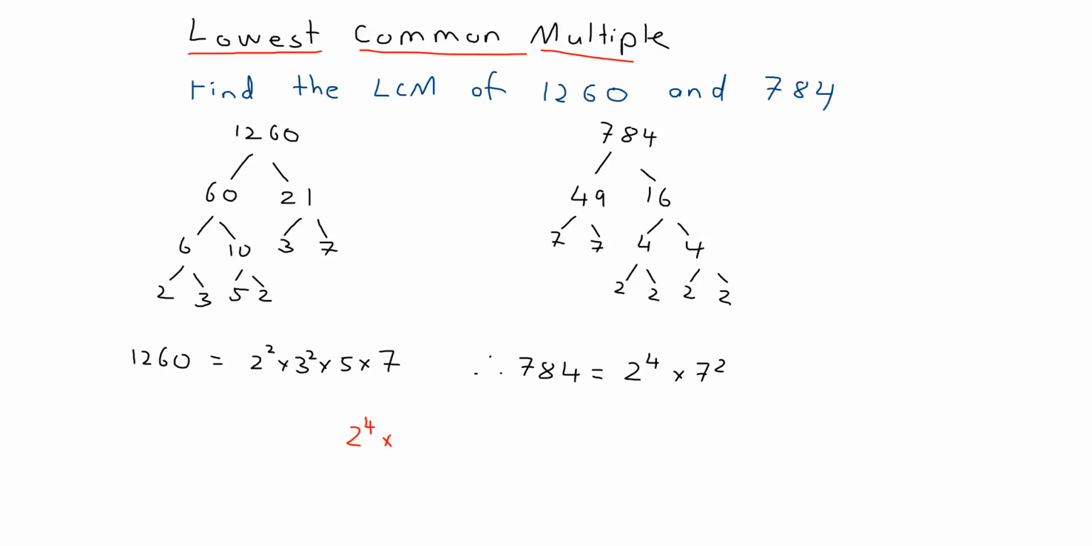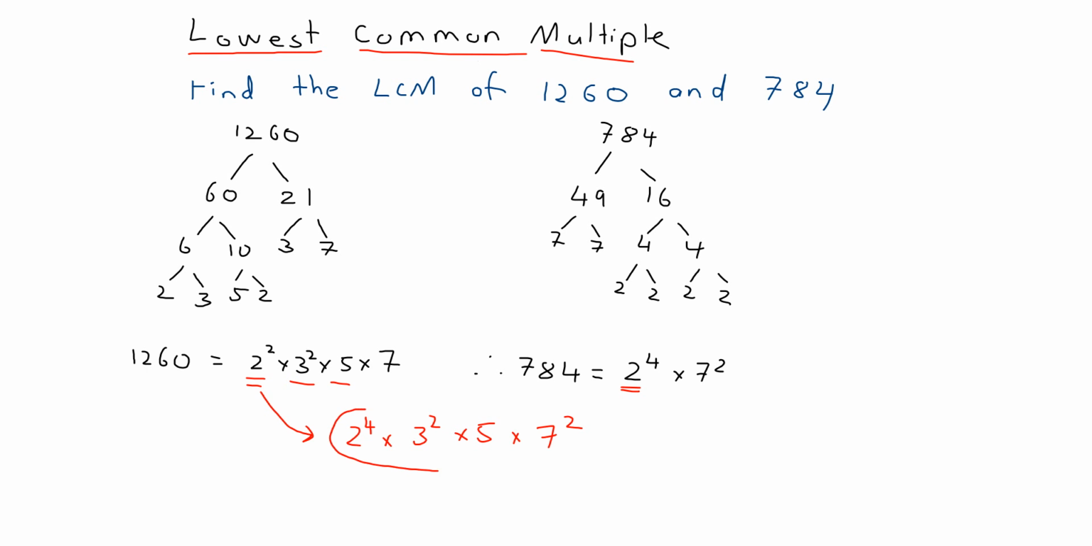The lowest common multiple has to have 3 squared in it because this has 3 squared. It has to have a 5 in it because this has a 5. It has to have a 2 to the 4 because this one has 2 to the 4. This 2 squared is already included as part of that 2 to the 4. And it has to have a 7 squared.